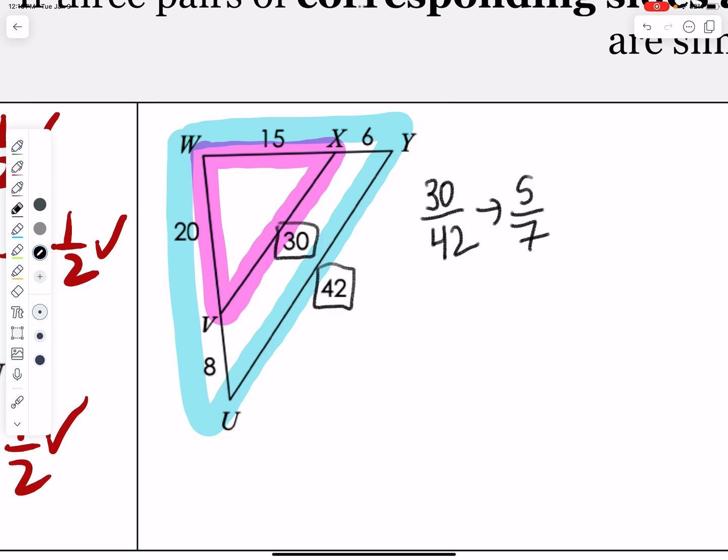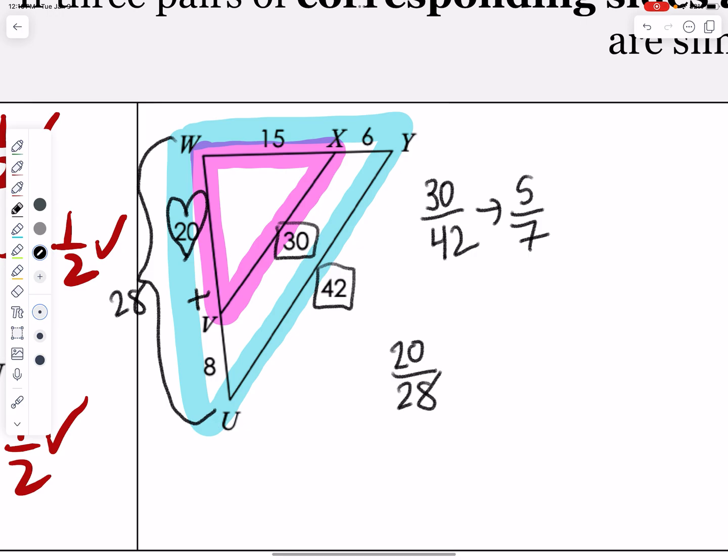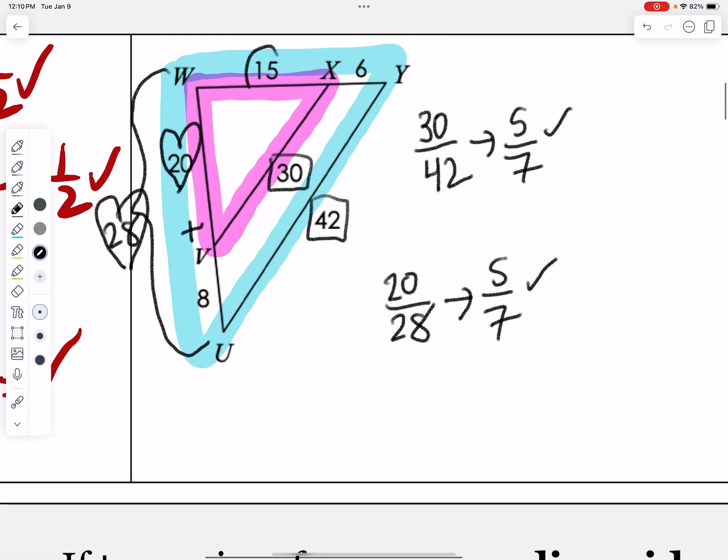similar to each other. So what about when I pick the 20? That's the entire left-hand side of the pink triangle. So what is the entire left-hand side of the blue triangle? It's not 8, it's 20 and 8. So 20 plus 8 gives me 28. So make sure you're comparing corresponding pieces. So the 20 compares to the 28. So 20 over 28 does, in fact, reduce to 5/7. So far, so good. Let's do the very last piece, 15.